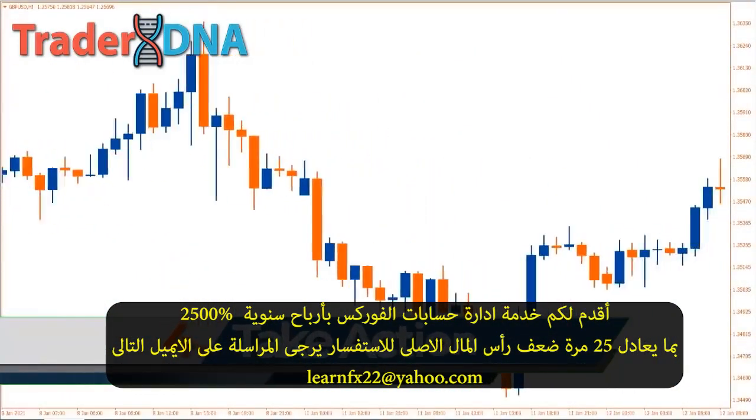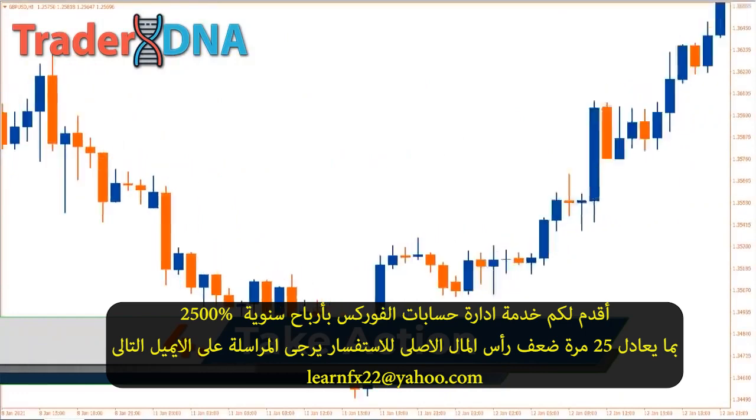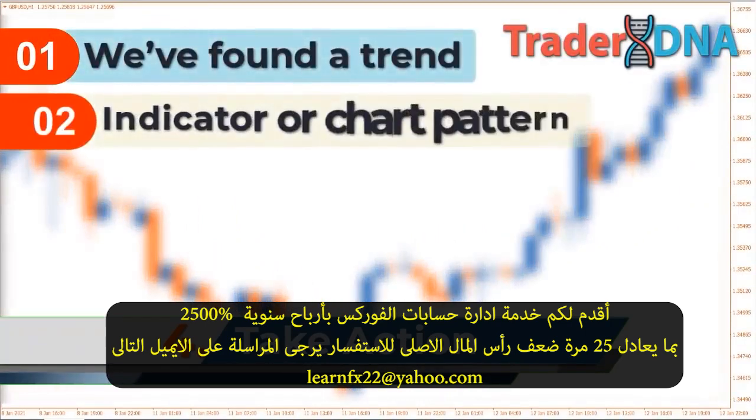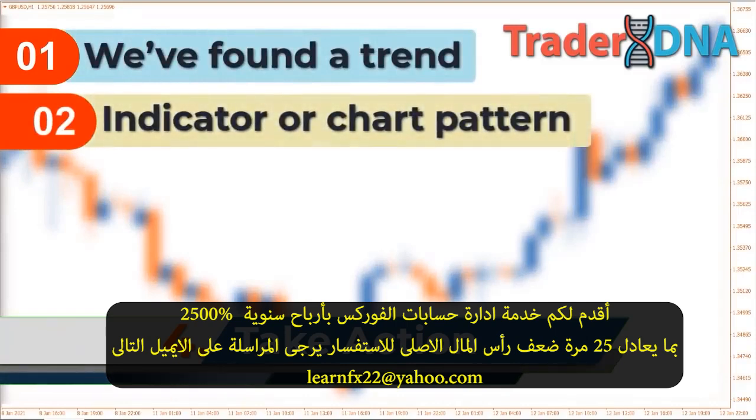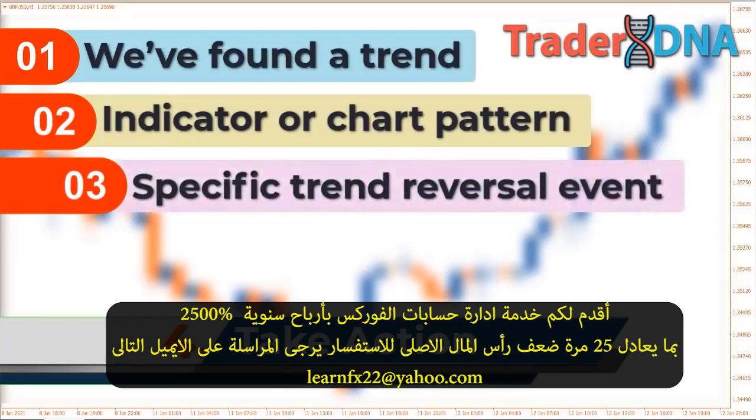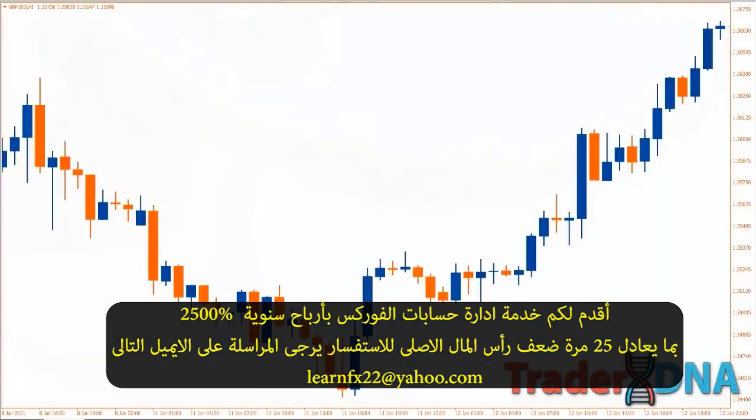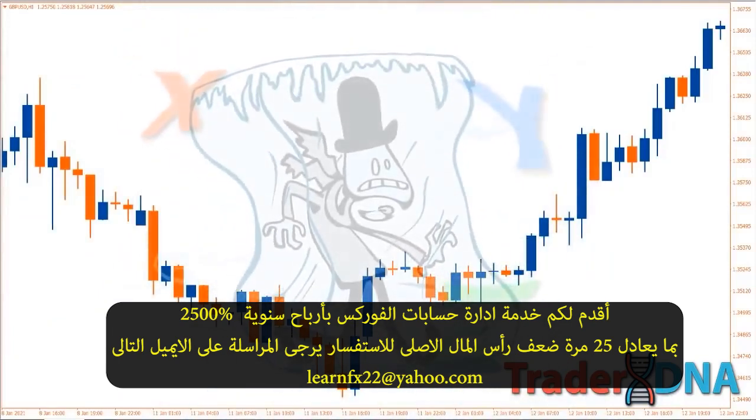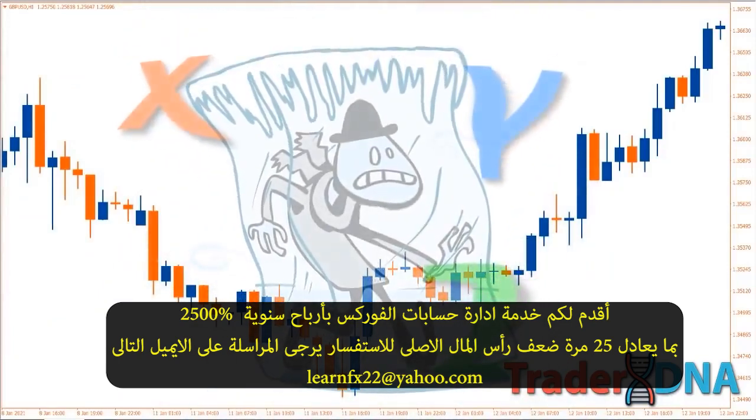Step 4. Take action. Take your trend reversal trade. So let's recap. First, we've found a trend. Second, we've decided what indicator or chart pattern we're going to use to tell us that the trend might be coming to an end. Third, our specific trend reversal event that we've decided upon in advance has occurred. Now it's time. Your signal that you have been waiting for has happened, and now it is time to spring into action. Traders often spend hours thinking about what they are going to do when X, Y, or Z event happens. Yet when what they have been waiting for actually happens, they freeze.